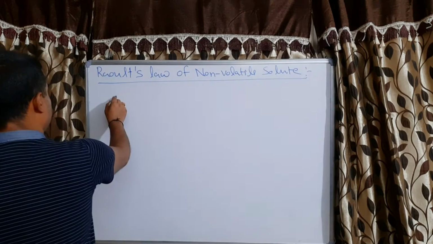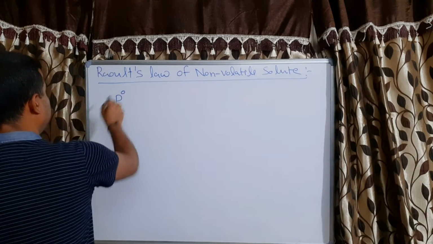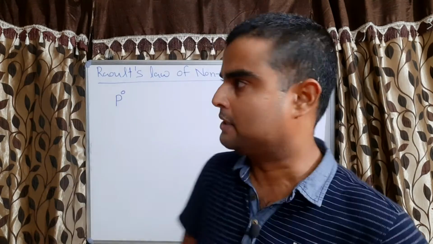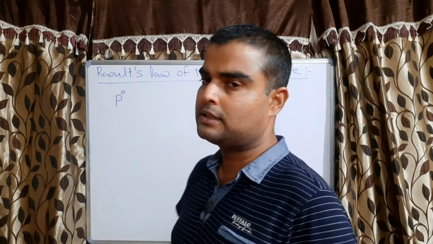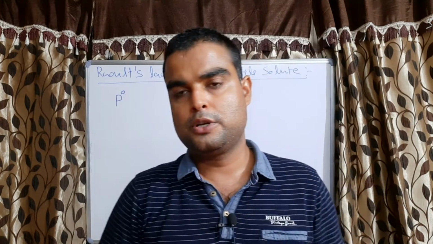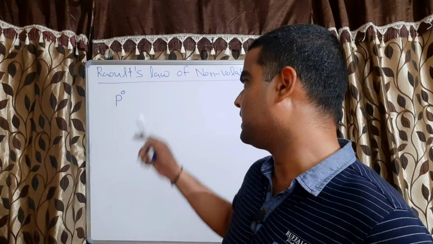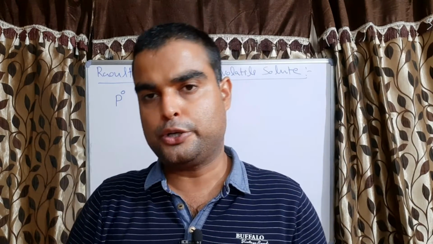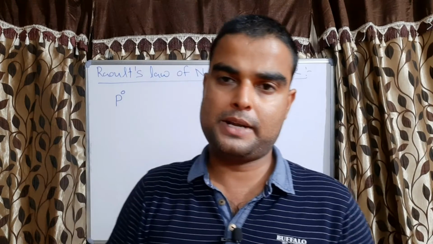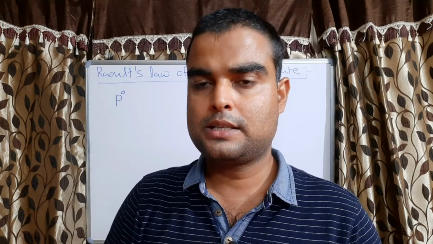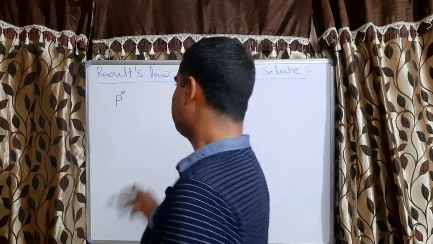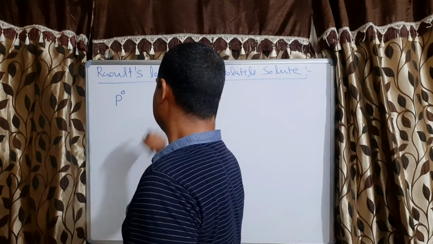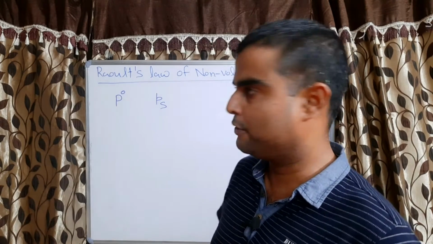So suppose this is the original value of the vapor pressure, because in the beginning there was no non-volatile solute, so that will be in the pure state. That's why I have written P0. Now when we add the non-volatile solute, it will decrease the vapor pressure. How much? Let us suppose it is decreasing to PS. S means solute, non-volatile solute, correct?